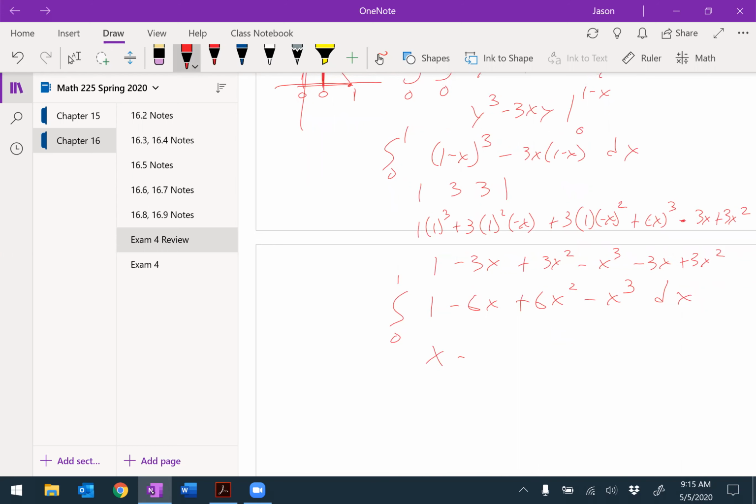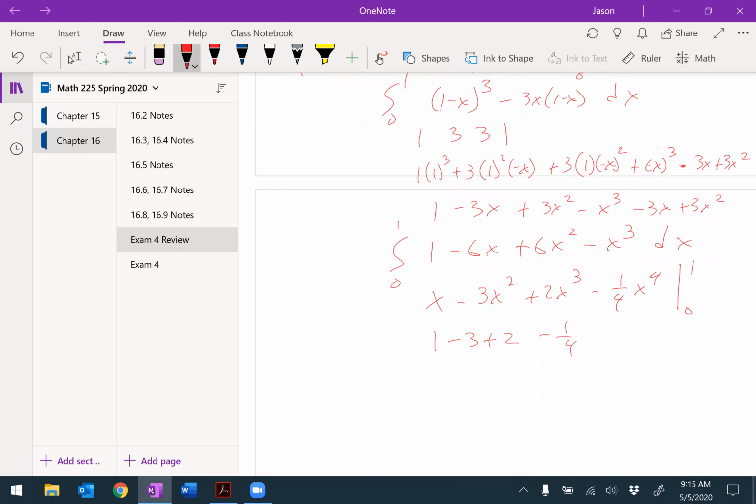This becomes negative 3x squared. This becomes 2x cubed. And this guy becomes minus 1/4 x to the 4th, right? Okay, and I'm going to evaluate that from 0 to 1. So this becomes 1 minus 3 plus 2 minus 1/4. 1 minus 3 is negative 2, plus 2 is 0. That all goes to 0, and I'm just left with negative 1/4. Woohoo, using Green's theorem.